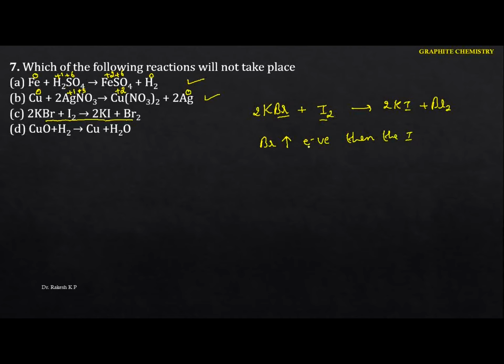Hence, this iodine molecule never oxidizes the more electronegative halide ion. This concept you have to remember. So why is this reaction not possible? Because iodine is less electronegative than bromine.